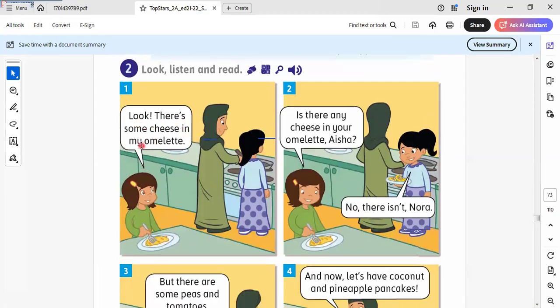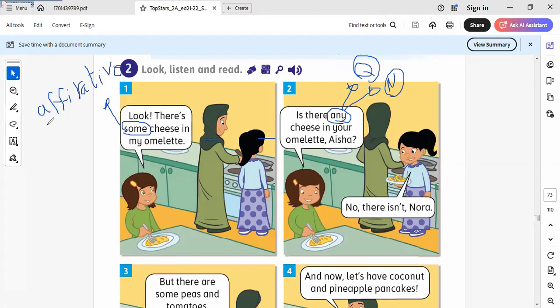Look, there is some cheese in my omelette. Is there any cheese in your omelette, Aisha? So here is the difference between some and any. There is a rule here that we will learn later: any is used in question form and negative form. Some is used in affirmative form, offers and requests.